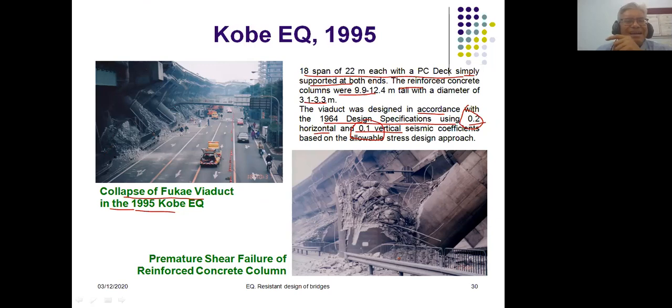And you can see that all the columns failed, right? The entire bridge superstructure was intact, but see the kind of failure there. The entire column is crushed, right? And this is nothing but a premature shear failure of the reinforced concrete column. The entire column is crushed from the potential zone of plastic hinges, top and bottom. It is a potential zone of plastic hinges, and it collapsed.